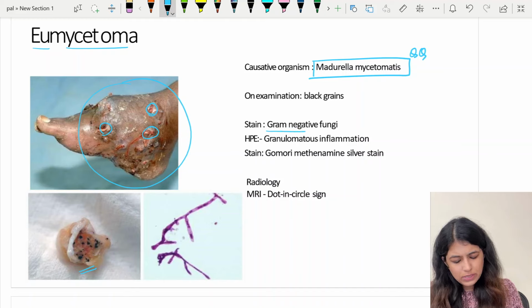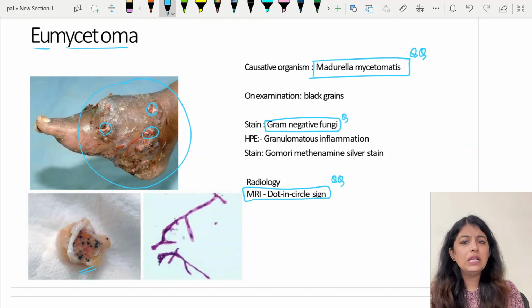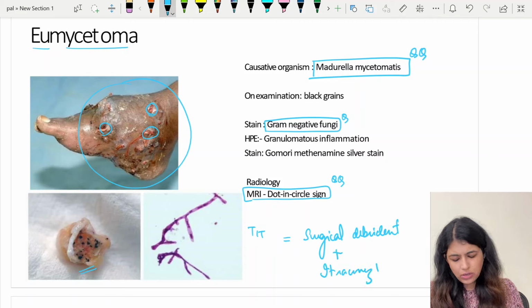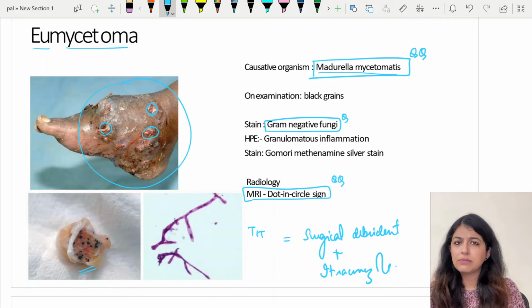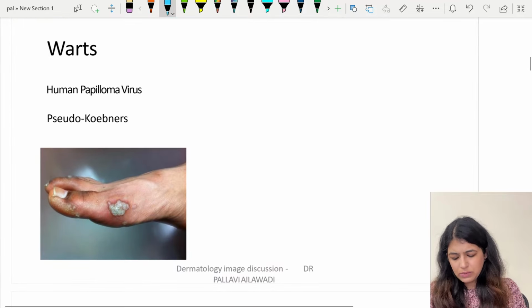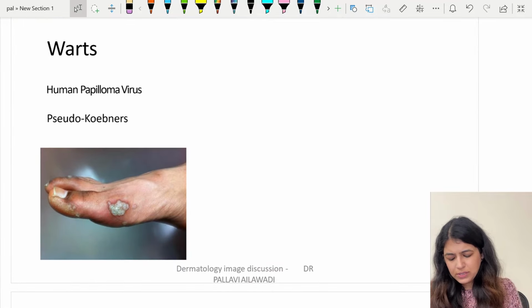When you do a stain of these granules, you see fungal filaments, and on radiology, an important sign is the dot-in-circle sign. Treatment would be surgical debridement with antifungals, mostly itraconazole. So that is the treatment for mycetoma. Remember, the most common organism causing it is Madurella mycetomatis.